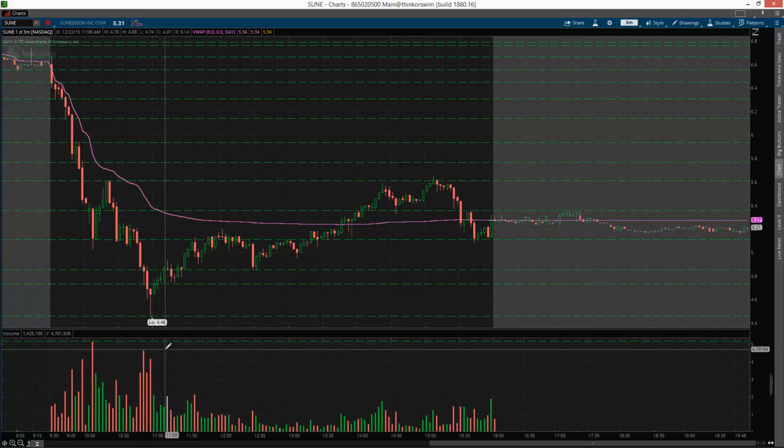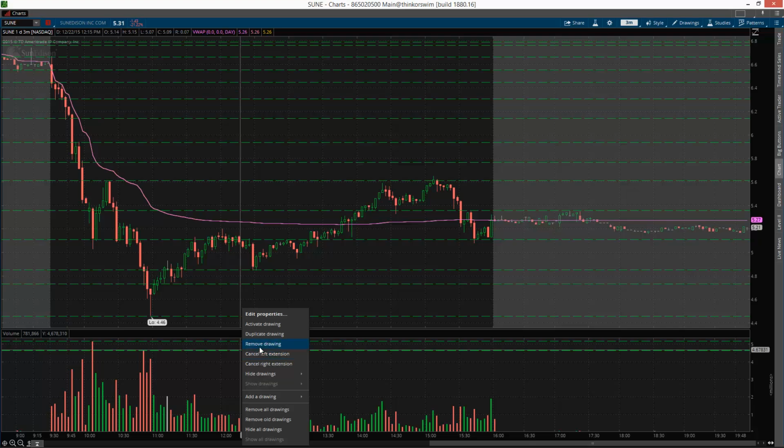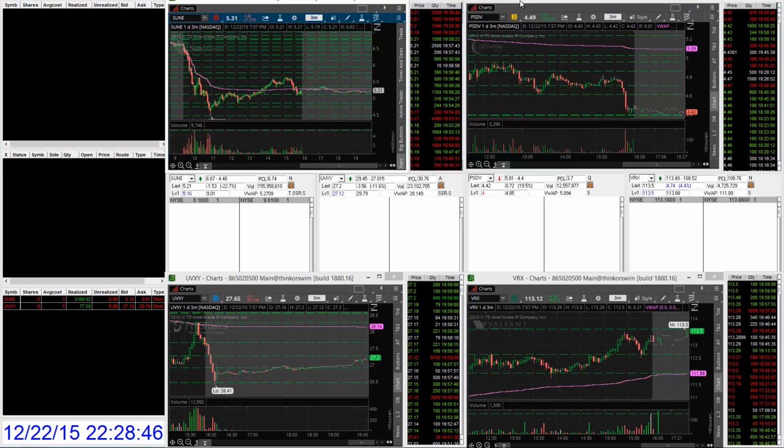You could also draw your lines in the volume section of the chart right here. You can see it. Boom, boom, boom. Okay, so that's pretty much the tools that I use, more or less. So let's go to the technical aspect behind it, the theory.